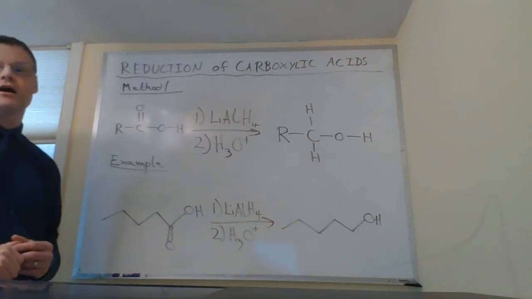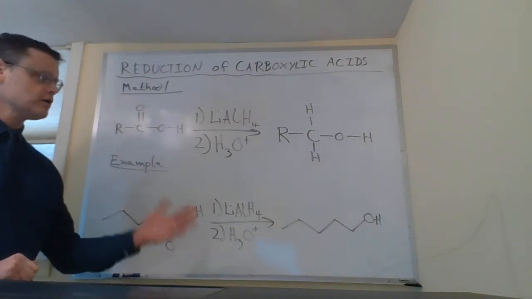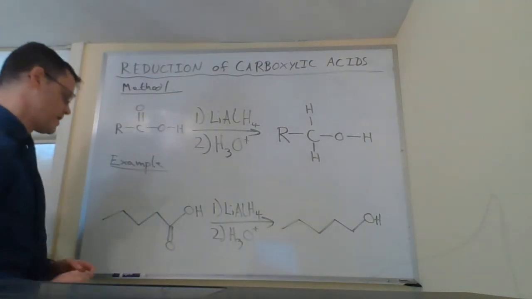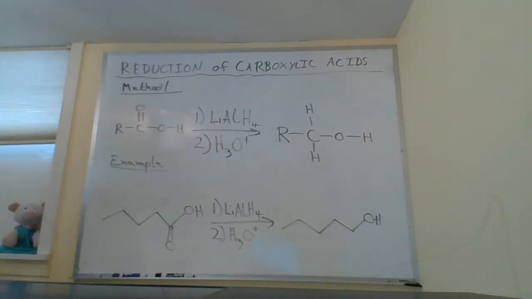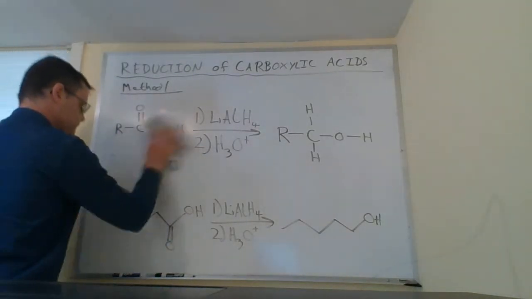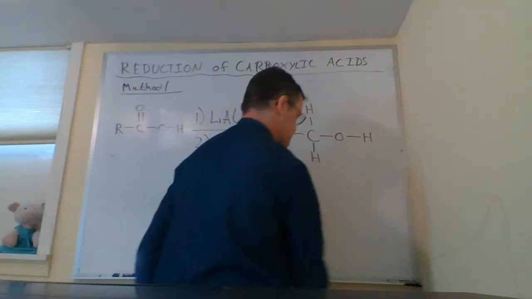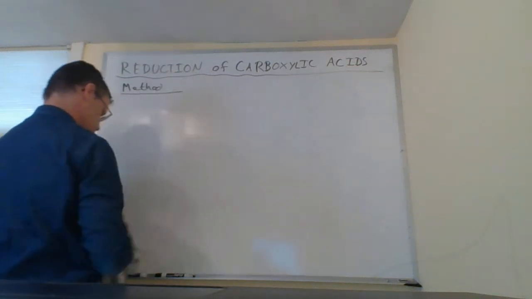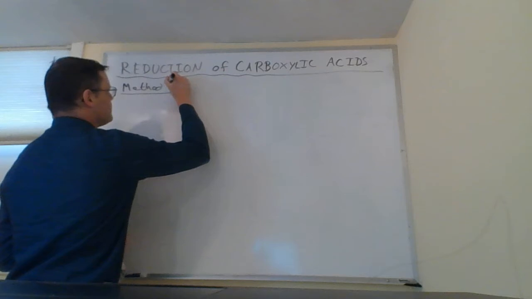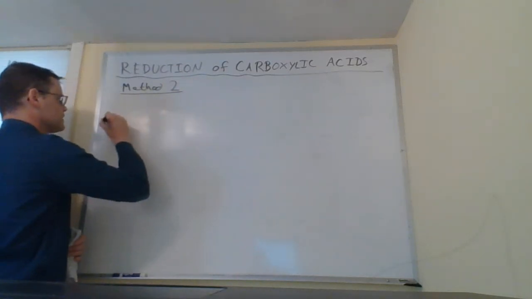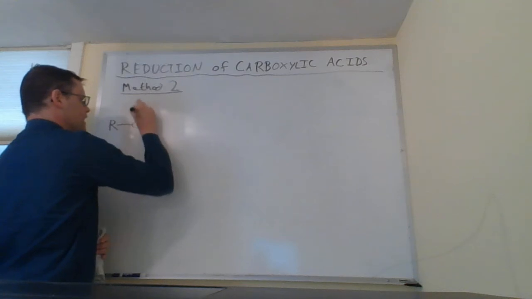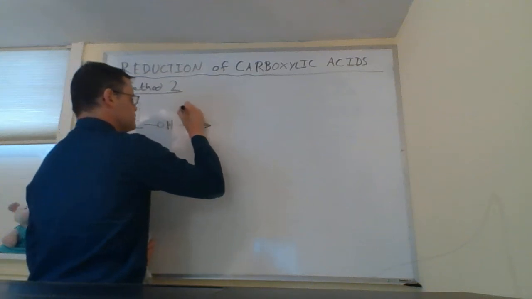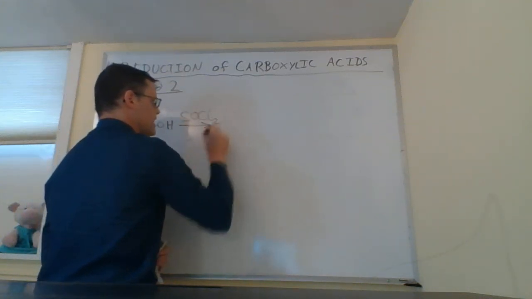We're reducing all the way to the alcohol oxidation state. Now, there may be situations when it's not the alcohol we want, but maybe the aldehyde oxidation state. In that case, we're going to use a different strategy. For method two, first we're going to form the acid chloride. We're going to take our carboxylic acid again, and the first thing we're going to do to it is use thionyl chloride, SOCl2.